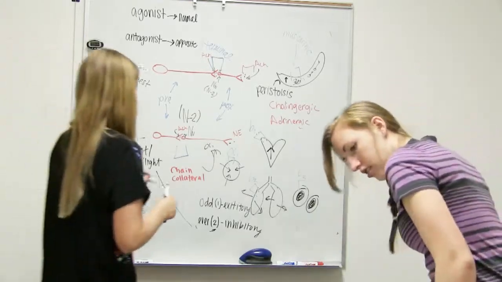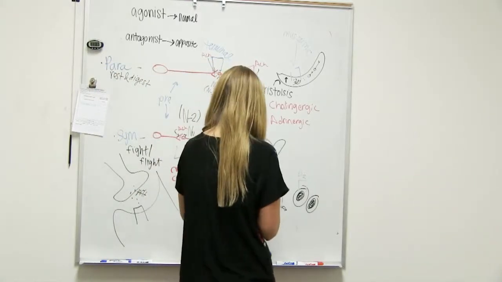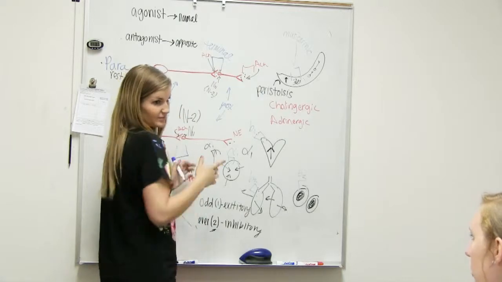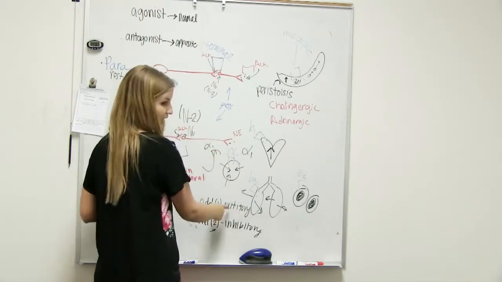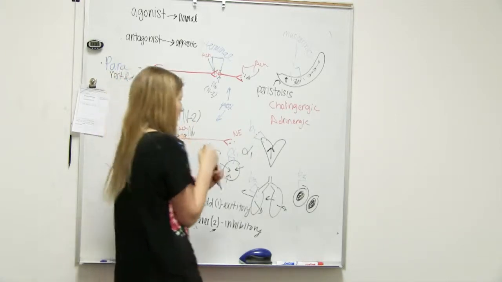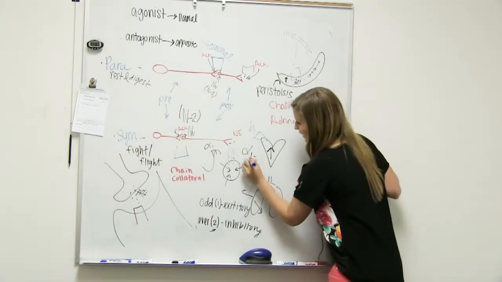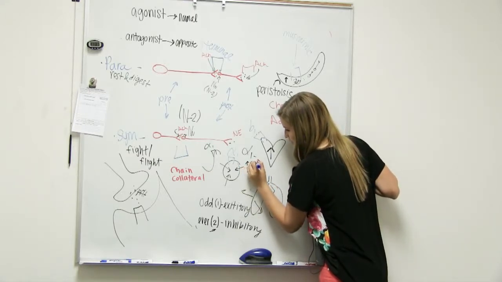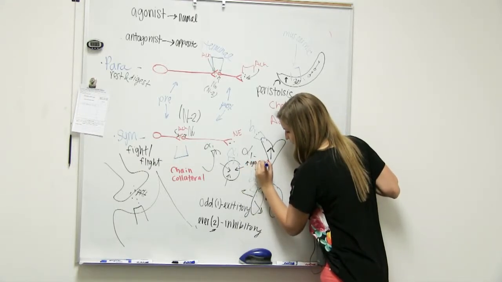Oh, one more thing for alpha 1. We'll just draw all the alpha 1 things up here. So alpha 1 is your urethra. It's going to constrict it because we're going to excite. Constrict urethra. Constrict blood vessels, so vasoconstriction, as well as increased generalized sweat and decreased local sweat.